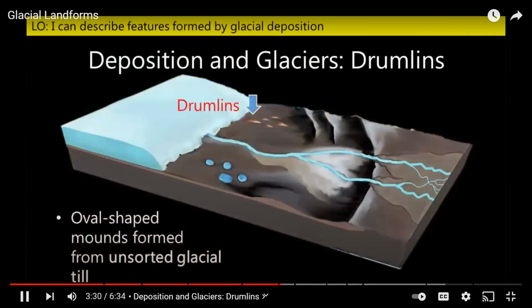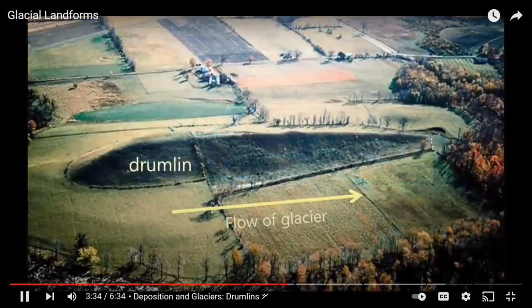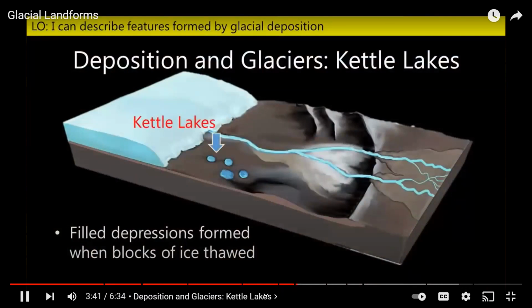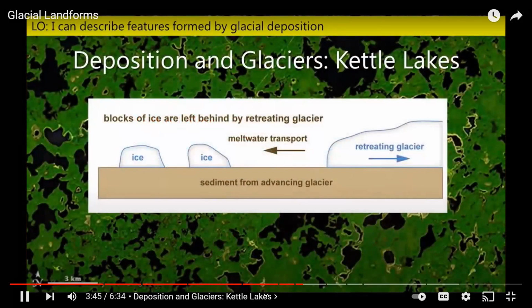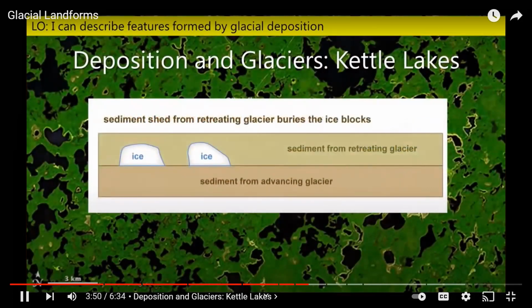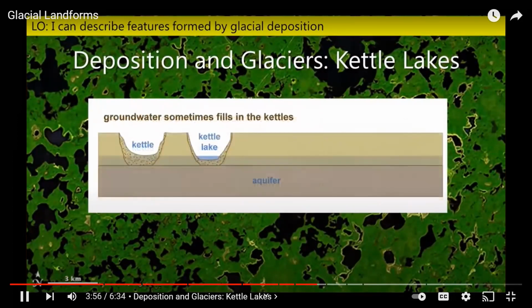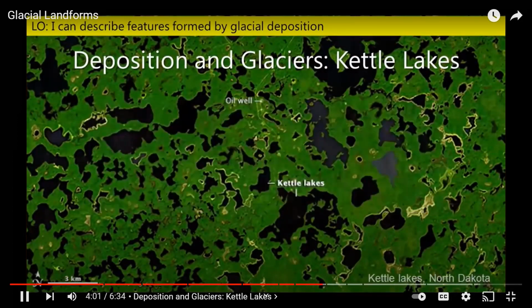Piles of unsorted glacial till can be trapped by an advancing glacier and shaped into oblong mounds known as drumlins that narrow in the direction of glacial motion. Behind the moraines, we also find hundreds of small lakes known as kettle lakes. Kettle lakes form when blocks of ice break off a retreating glacier and are subsequently buried. The ice gradually melts, forming a depression in the glacial sediment known as a kettle. These low areas may then be partially filled to form a lake, just like these kettle lakes in North Dakota.